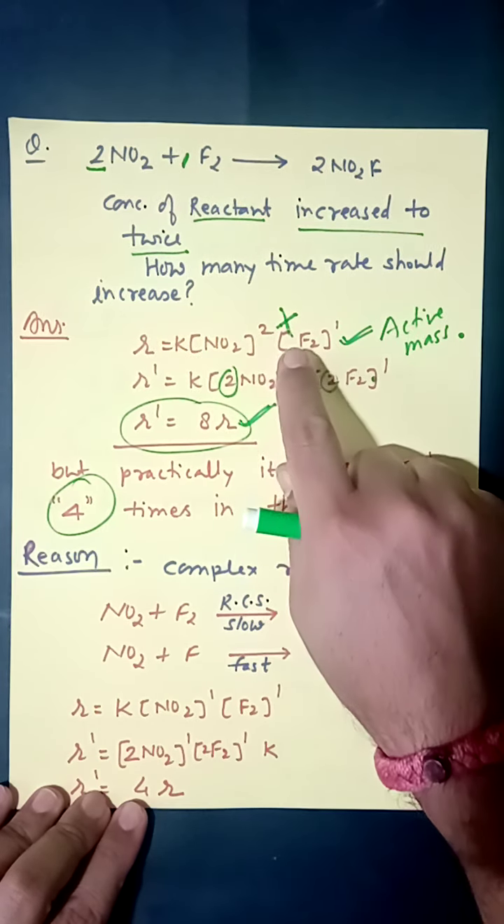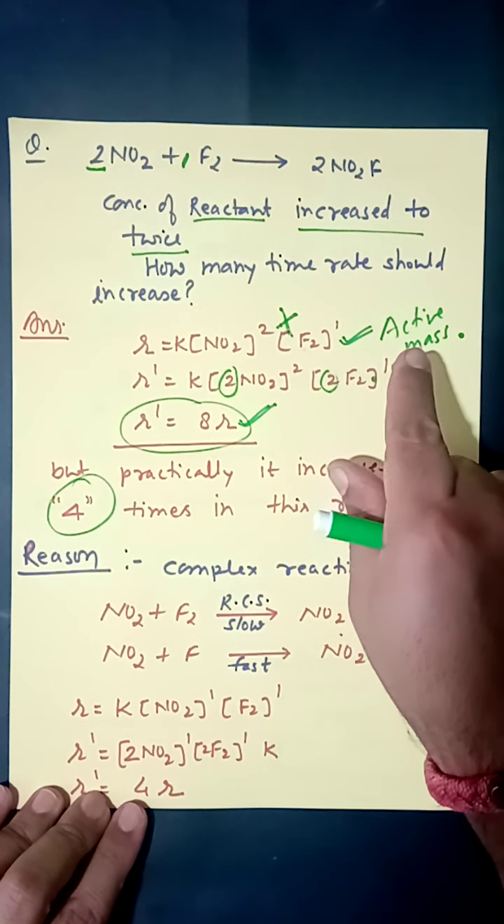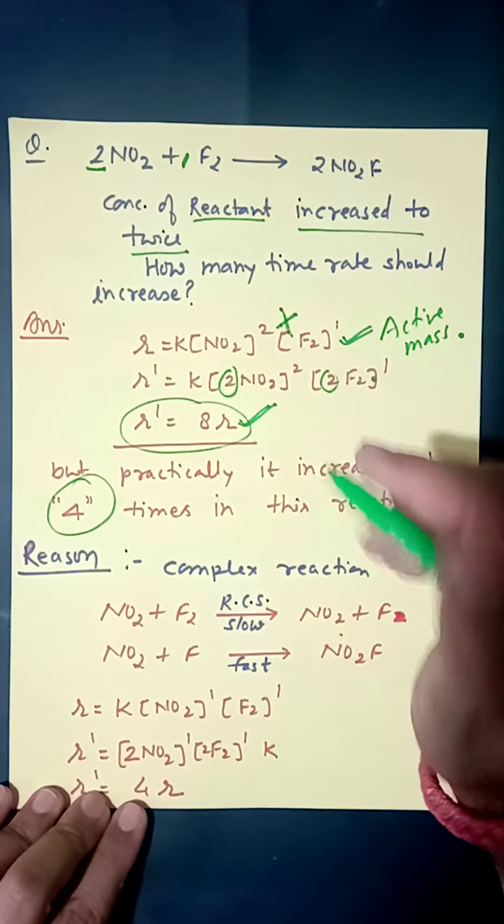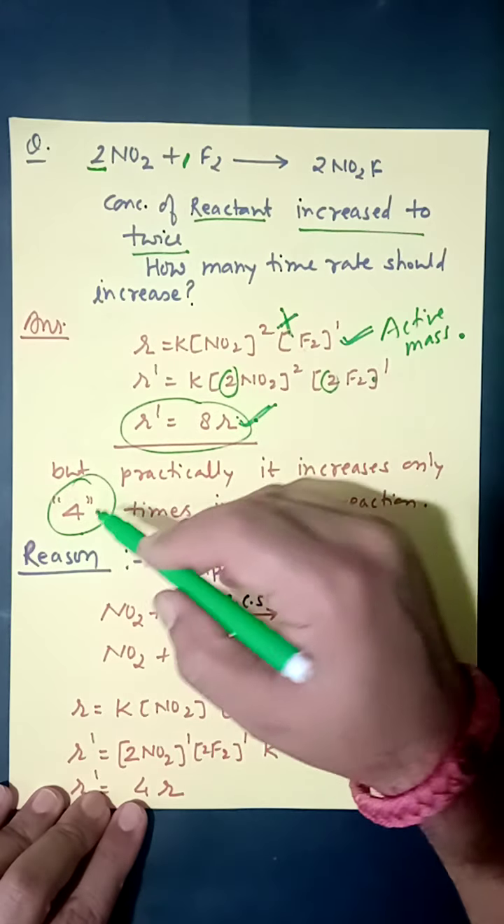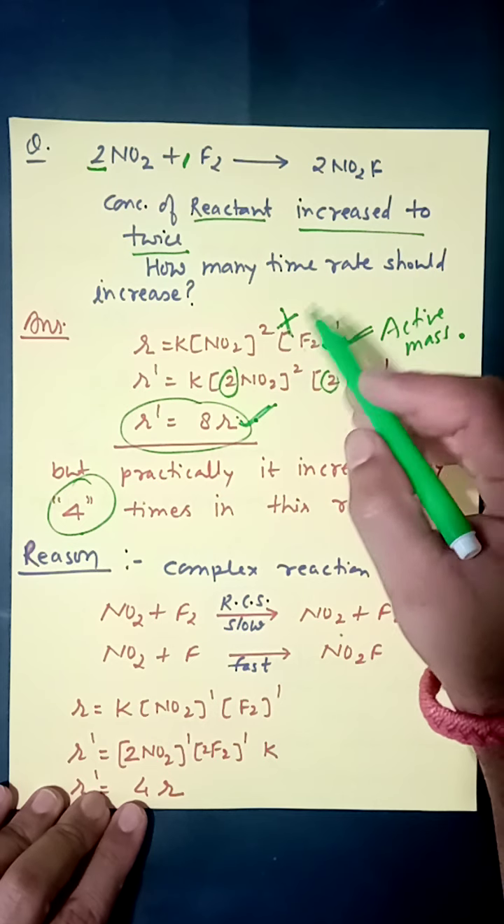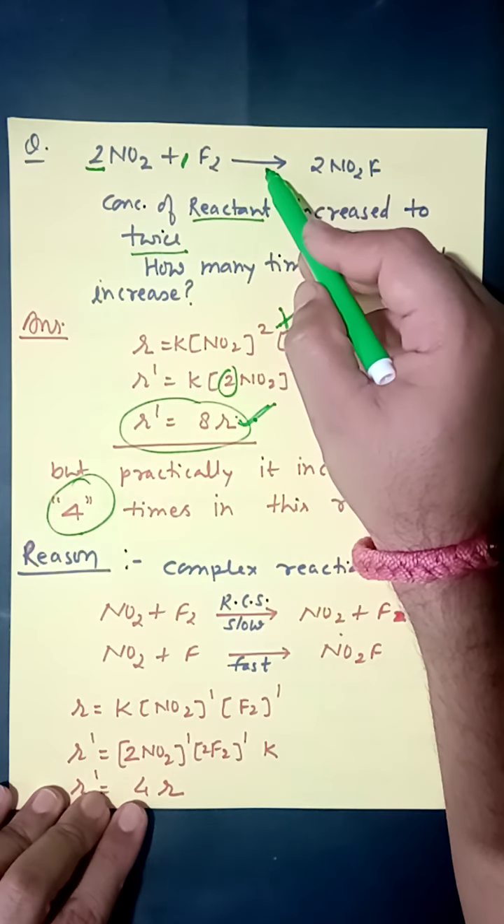Remember, this was the right formula in the previous question, the law of active mass, where we used nitrogen plus hydrogen converted to ammonia. The formula was right, but here the theoretical answer and practical answer do not match. It means the formula is not applicable here. The big reason is that this is not an example of an elementary reaction.